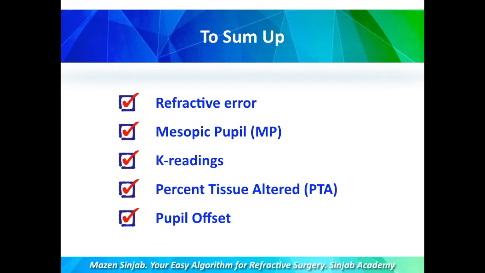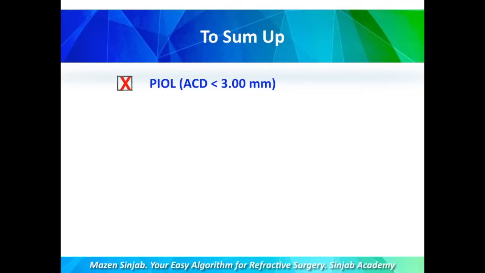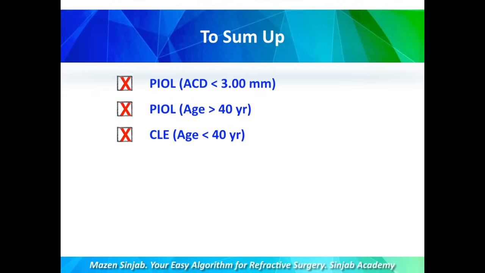To sum up, measure the refractive error, measure the mesopic pupil, consider K readings, calculate percent tissue altered, and take care of pupil offset in some circumstances. Don't do phakic IOL when the anterior chamber depth is less than 3 mm. Don't do it for patients older than 40 years old. Don't do clear lens extraction for patients younger than 40 years old.